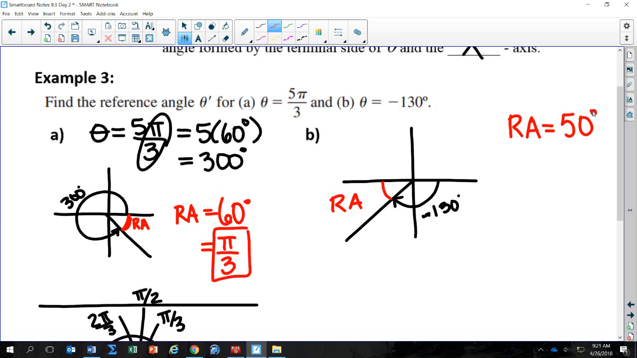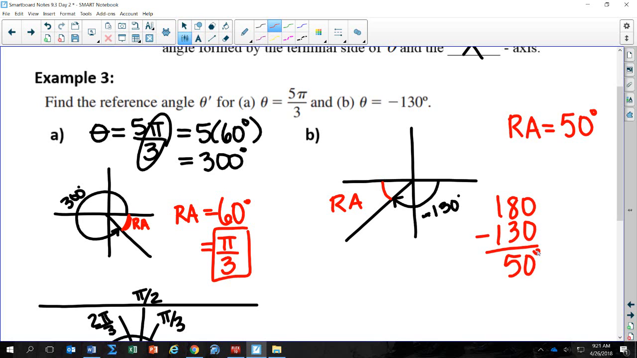This is negative 130. Think to yourself, how much more would you need to get to half a revolution? 180. You need 50 degrees more. You take 180 degrees and subtract away the 130 degrees. That's another way to get 50. Okay, but it's always a positive acute angle, so don't put negative 50. It's got to be positive. Any questions on finding a reference angle?